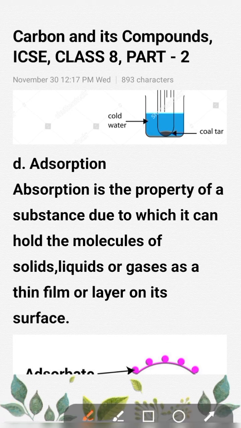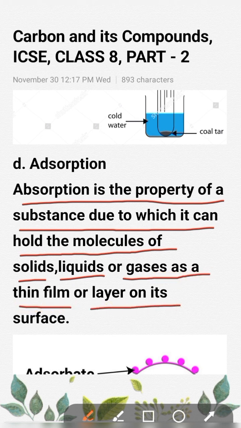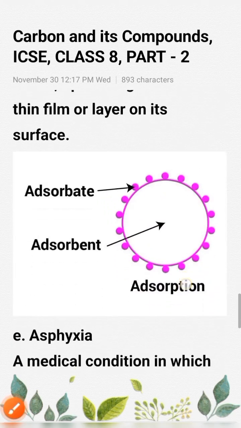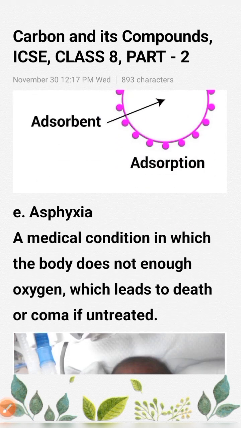Adsorption is the property of a substance due to which it can hold the molecules of solids, liquids or gases as a thin film or layer on its surface. Show the picture now. This is the part for the adsorbate. In the middle, this is the part for the main substance, the adsorbent. This process is adsorption.